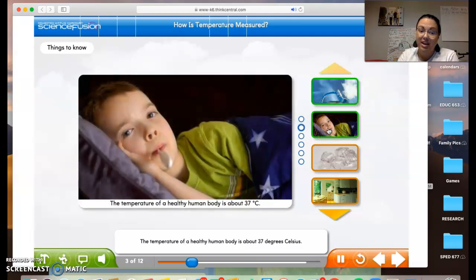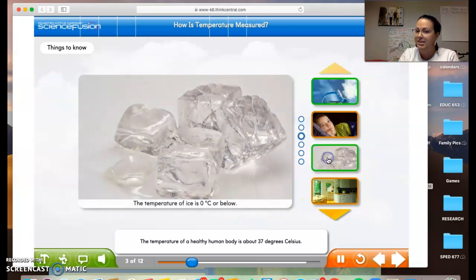What about this guy? The temperature of a healthy human body is about 37 degrees Celsius. Okay, 37 degrees Celsius is about the same as 98.6 Fahrenheit. And that is confusing, but all you really need to know is when we're talking about Celsius, boiling is about 100. A good human body, your normal temperature, is about 37 Celsius. Let's see what the ice is.